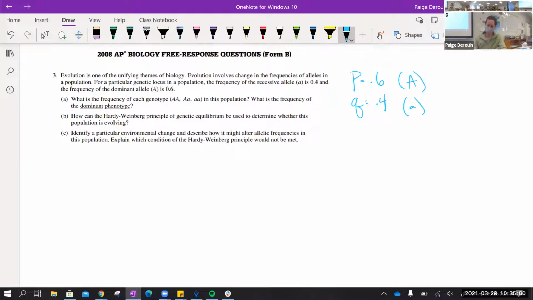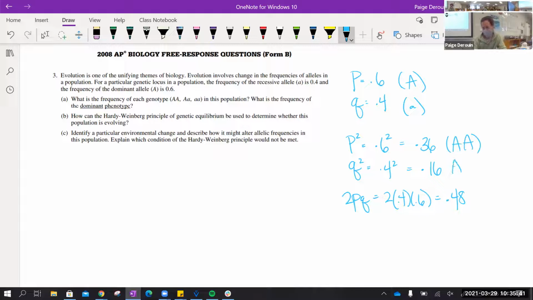So that means to find our big A, big A, that's P squared. So 0.6 squared is 0.36, I'm pretty sure. Q squared is 0.4 squared. These are actually the same numbers we just did by accident. 0.16. And then 2PQ is 2 times 0.4 times 0.6, which I think was 0.48. So this is 2 big A's, this is 2 small A's, this is big A, small A.